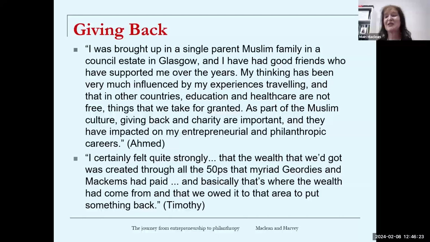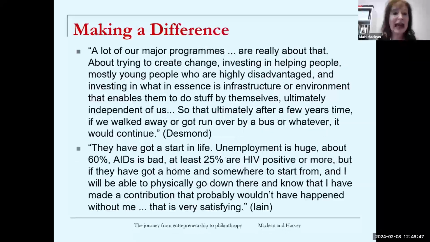He'd made his money through the buses and privatization of buses. And suddenly they came into a fortune, him and his wife. His wife said to him, we can't possibly keep it, it's obscene. And he felt that since the money had come from all these people in Newcastle and Sunderland, Geordies and Mackems, 50 pences that they'd paid, that's where the money should go back to.